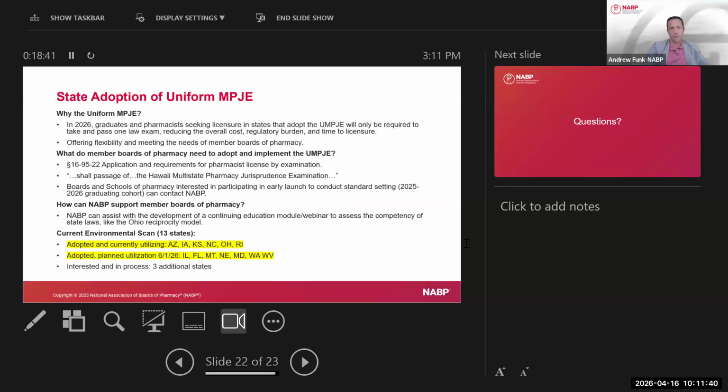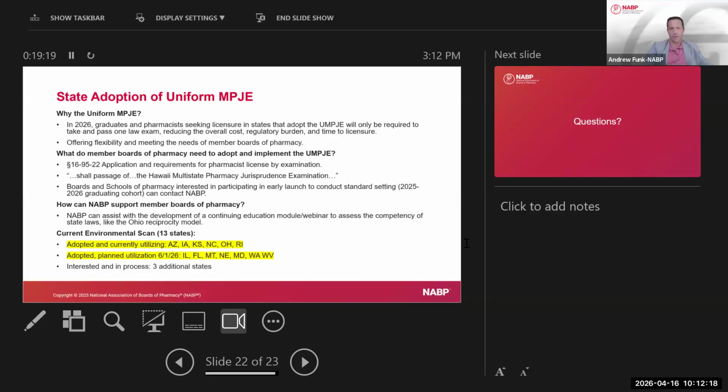State adoption. Looking at the various states that have already adopted the exam, highlighted down there at the bottom, we have Arizona, Iowa, Kansas, North Carolina, Ohio, and Rhode Island currently utilizing the exam, starting April 1st. And then we've got planned adopters that are planning to begin utilizing June 1st of this year: Illinois, Florida, Montana, Nebraska, Maryland, Washington, and West Virginia.